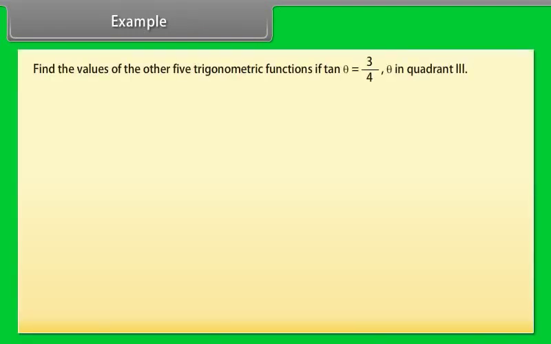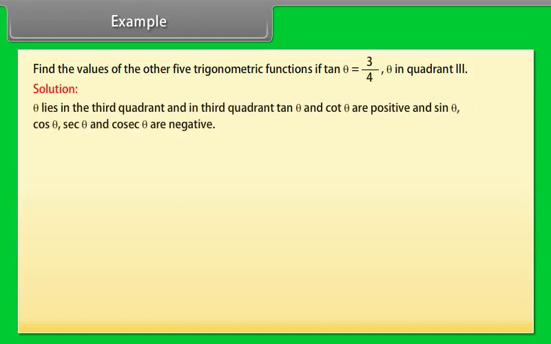Example. Find the values of the other five trigonometric functions if tan θ = 3/4, θ in quadrant 3. Solution. Theta lies in the third quadrant, and in the third quadrant, tan θ and cot θ are positive, and sin θ, cos θ, sec θ and cosec θ are negative. Tan θ = 3/4. This implies that cot θ = 1/tan θ = 4/3.